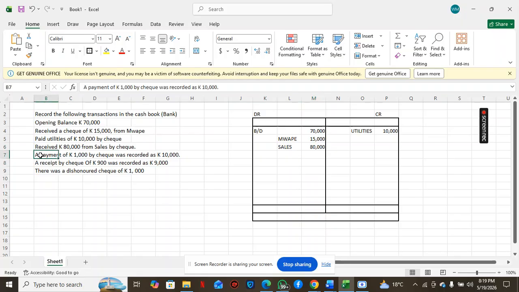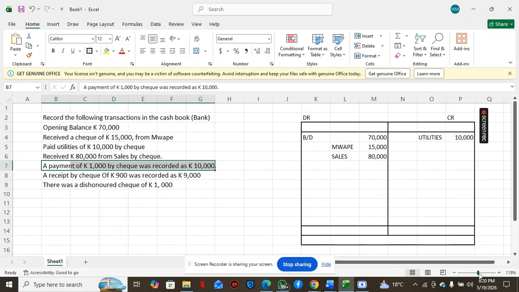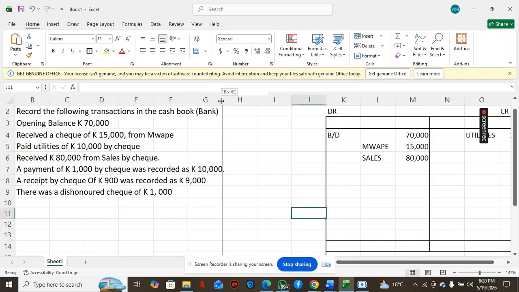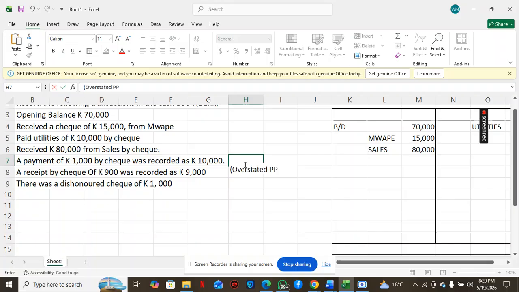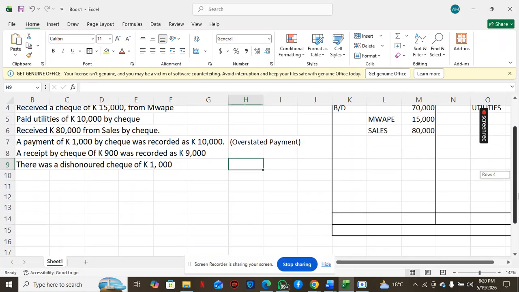In the next transaction, a payment of 1,000 kwacha by check was recorded as 10,000 kwacha. So here we have an error. A payment of 1,000 has been recorded as 10,000. So here we have an overstated payment. Last week we were looking at understated payments. Here this is an overstated payment. We've paid over. Instead of putting 1,000, they put 10,000. So we need to correct this error.